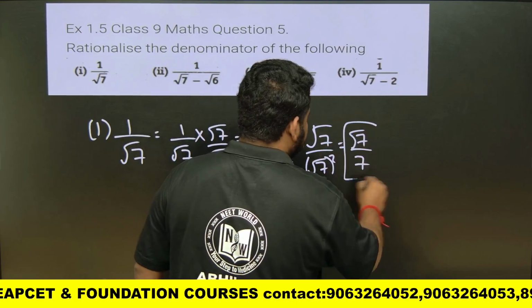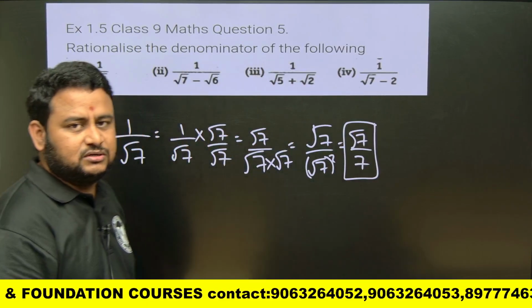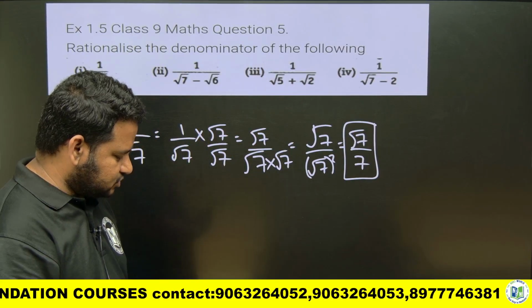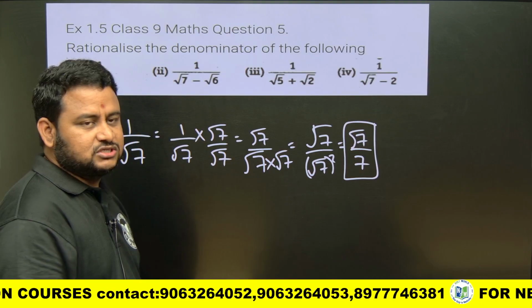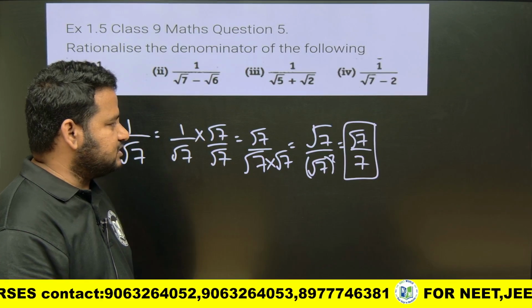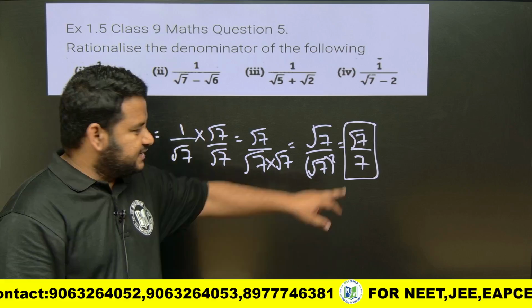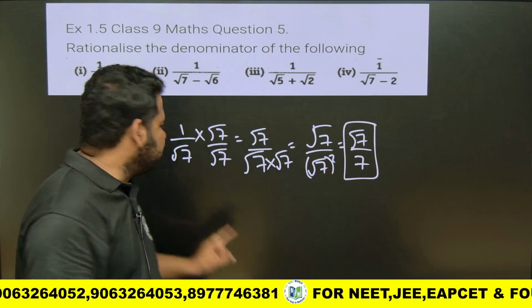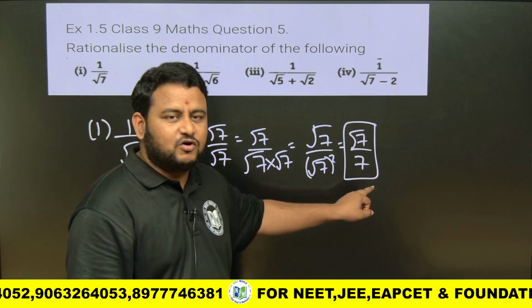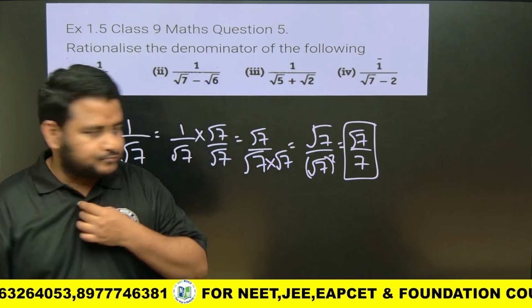This is the answer to this question. Okay, clear? So this is how you solve this question. Root 7 by 7 is the answer. See here, the denominator is a rational number. Here it was an irrational number. Now it has become a rational number. Clear?